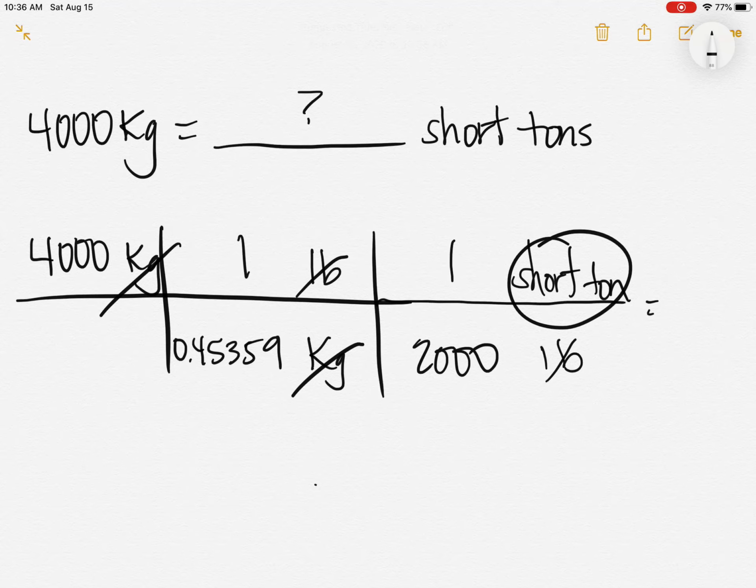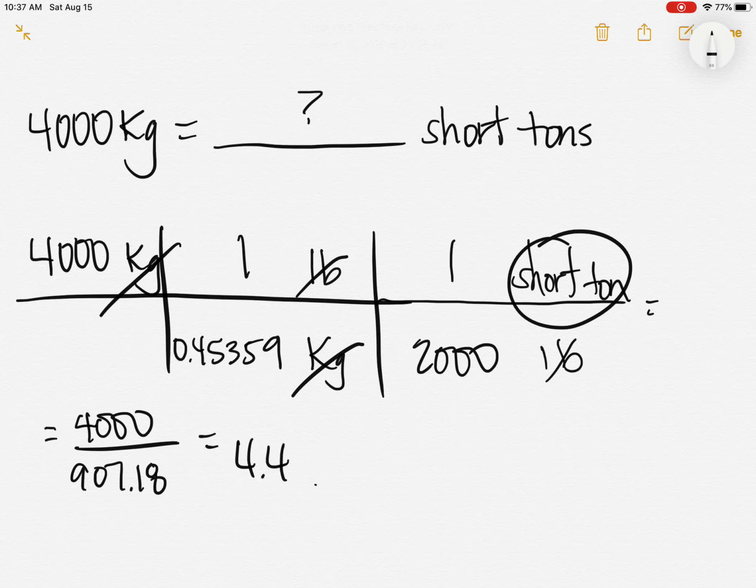So one way to do this is to multiply all the way across the numerator. So of course you get 4,000 times 1 times 1, which would just be 4,000. And then I would multiply across the denominator. So 0.45359 times 2,000 gives me 907.18. And then of course I would just divide those 2 numbers to get my final answer, right? We don't ever report anything like that. So it would be 4.4 with rounding, we'll say 4.4 short tons.